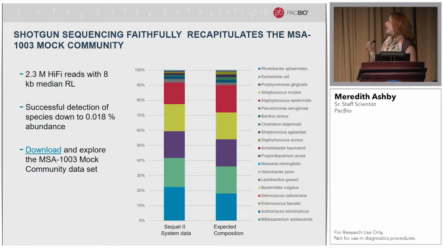And then a great thing about using a mock community is that you can start to answer questions about how accurate are the results. And so what I'm showing here is that on the left bar chart, that's what the composition showed from shotgun sequencing, and on the right is what ATCC says is in that sample. And you can see there's a very high correspondence there between what is sequenced and what is expected. And so that, of course, is showing the lack of bias with PacBio sequencing technology.